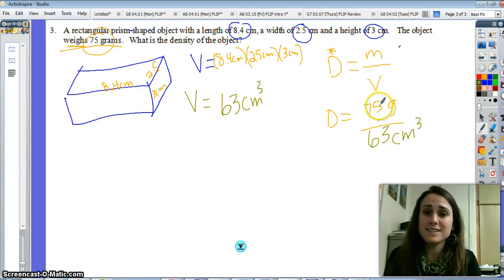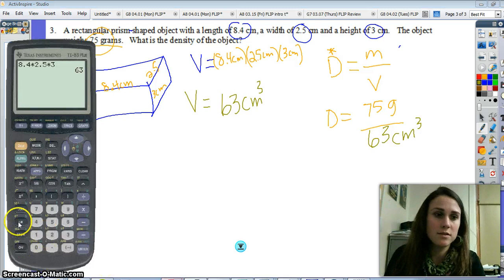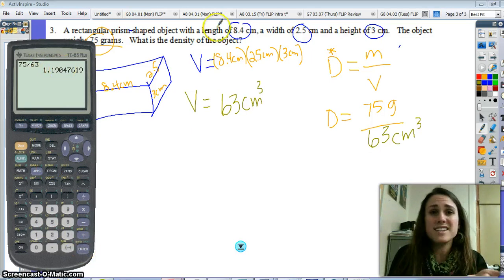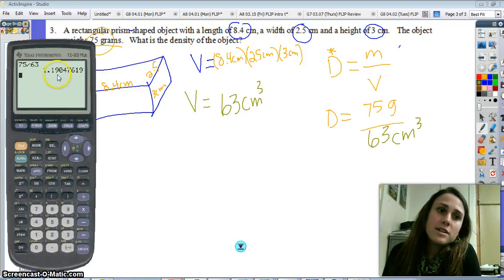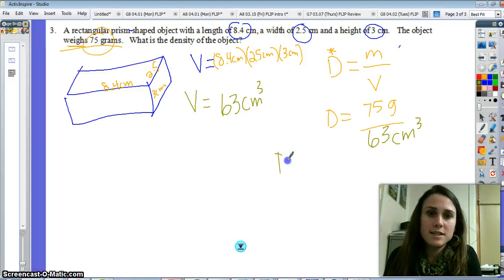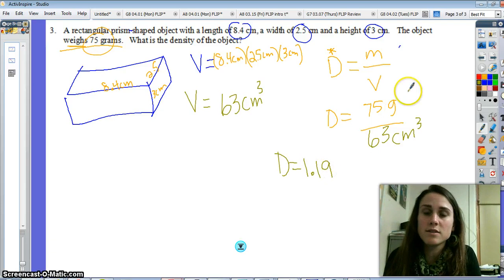What is the density? I simply now divide these two numbers and throw on a unit. 75 divided by 63 equals 1.19. It doesn't tell me what place I need to round to, so let's round it to the hundredths place. My density equals 1.19. Now, what is my unit? Grams per centimeter cubed.